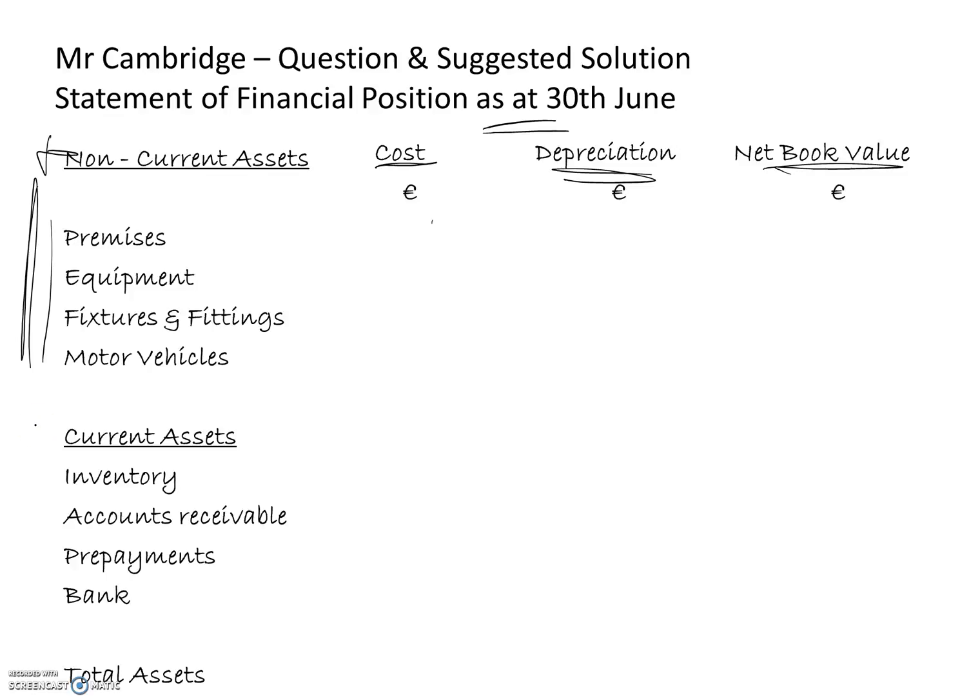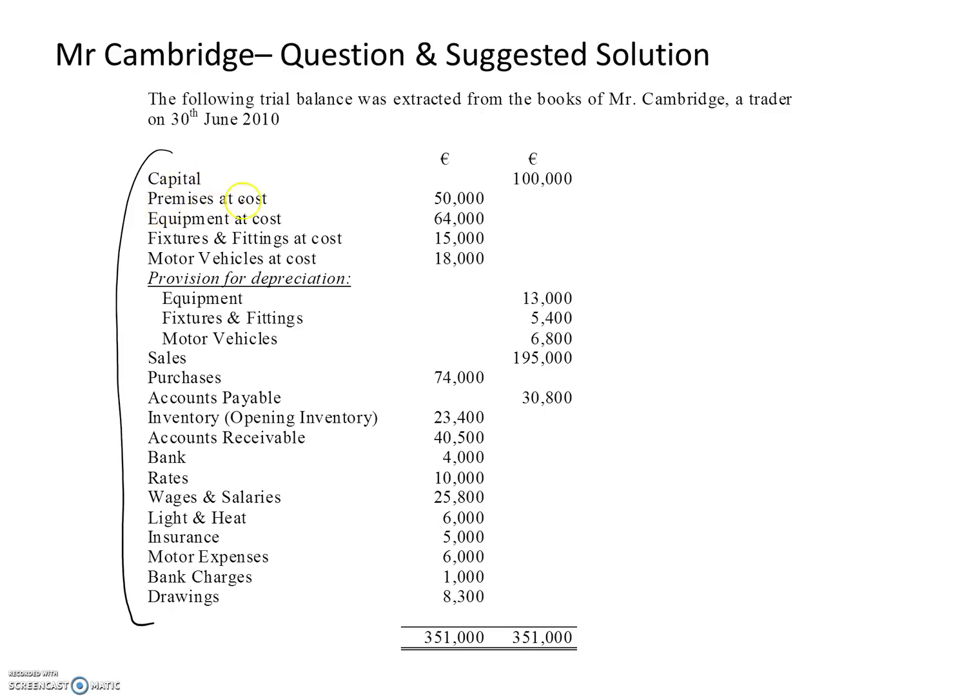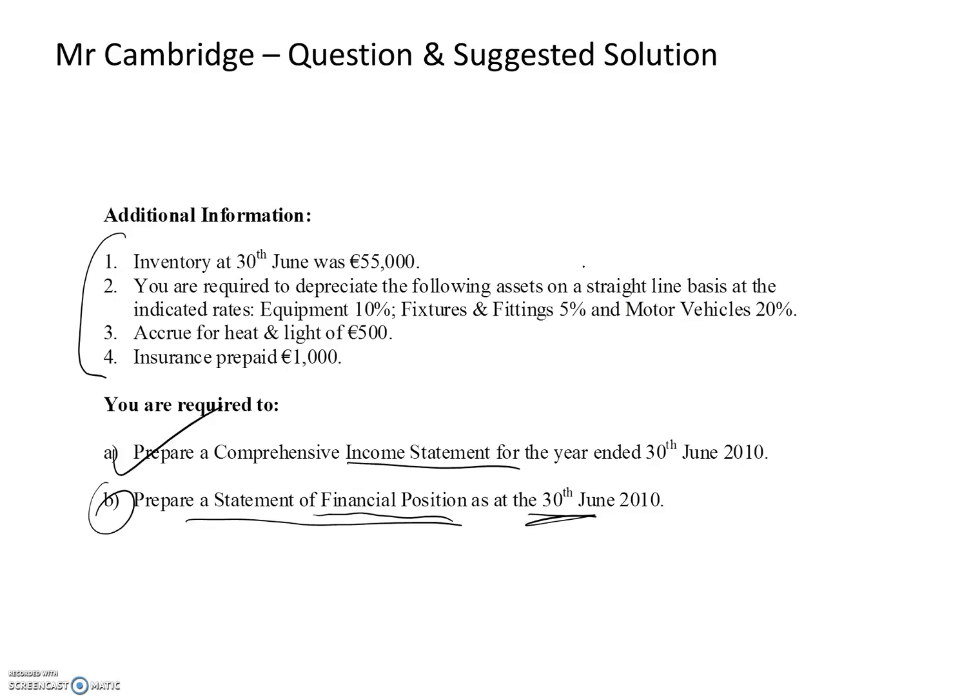If we go back and look at the question, we can see we have the first one, premises at cost here, and under the provision for depreciation we have no entry for premises. The provision for depreciation figures here represent the depreciation on the asset from the day it was bought up to the beginning of the current year. If we have a look at the notes, we can see a note number 2 there, where we look at the depreciation instructions with equipment, fixtures and fittings, and motor vehicles, no mention of the premises.